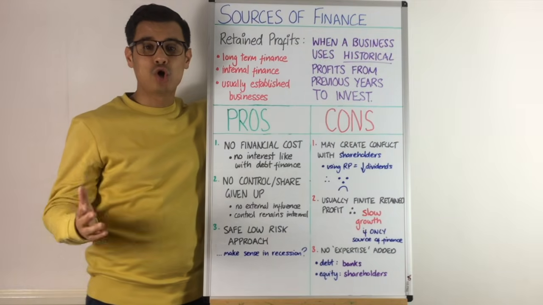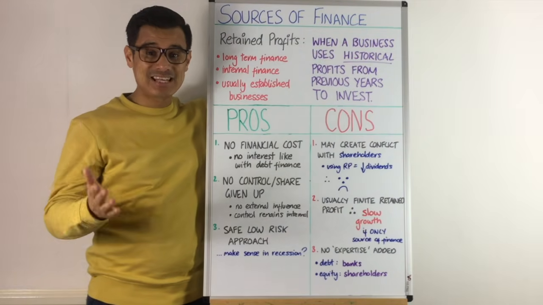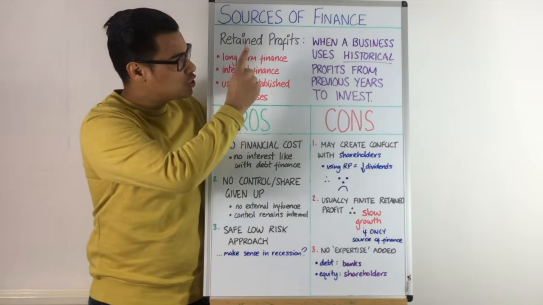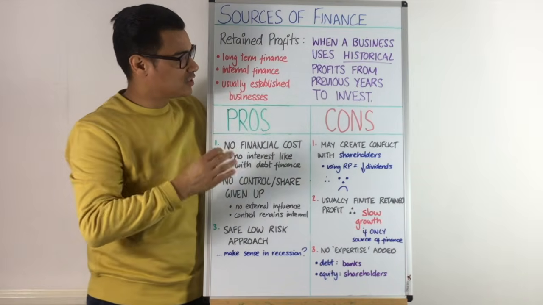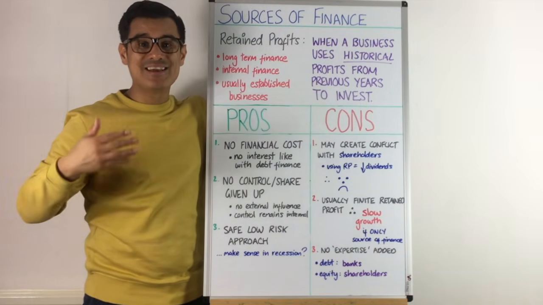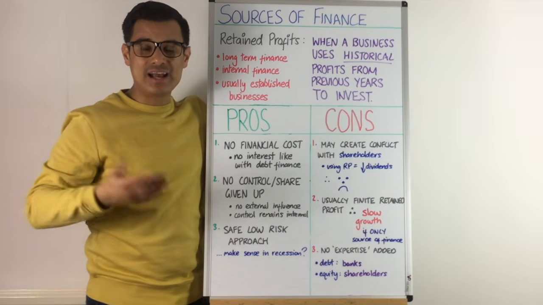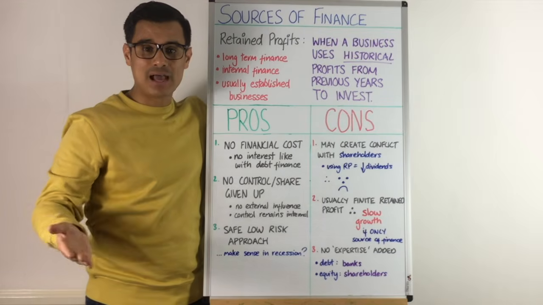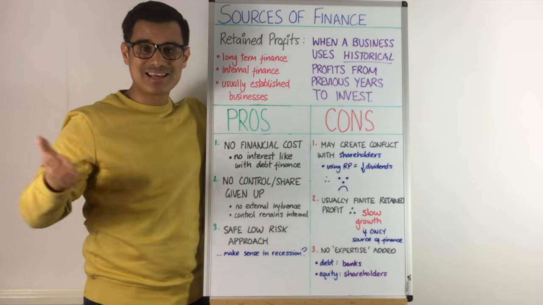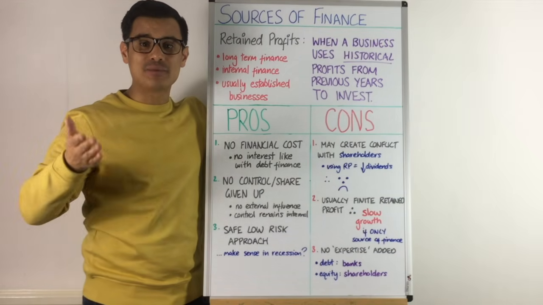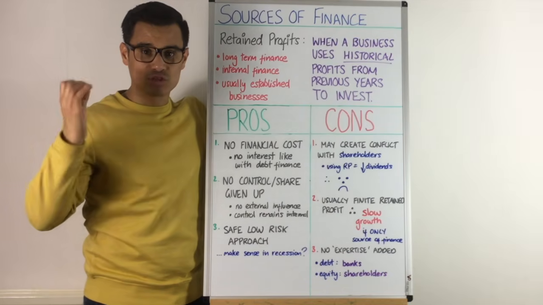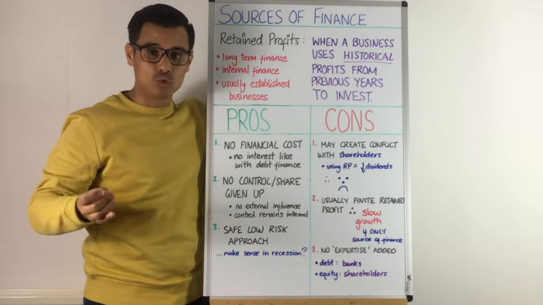Let's have a sesh on retained profits. So retained profits is when a business uses historical profits from previous years to invest. Remember, if you've been around for 3 years and in each year you've made £2 million, your retained profits would be £6 million. So 2 million from each of those 3 years. That's your retained profits, your historical profits.